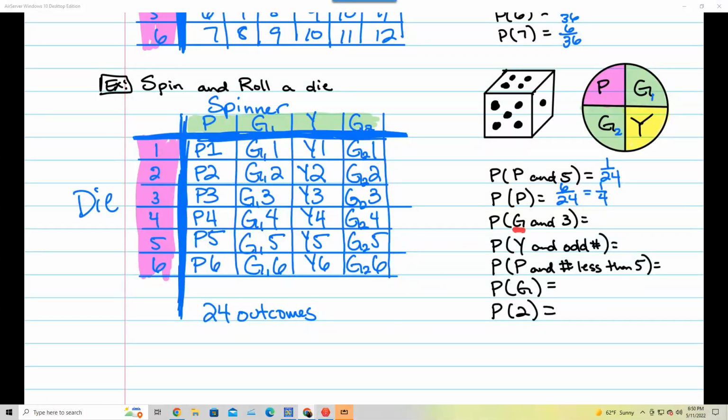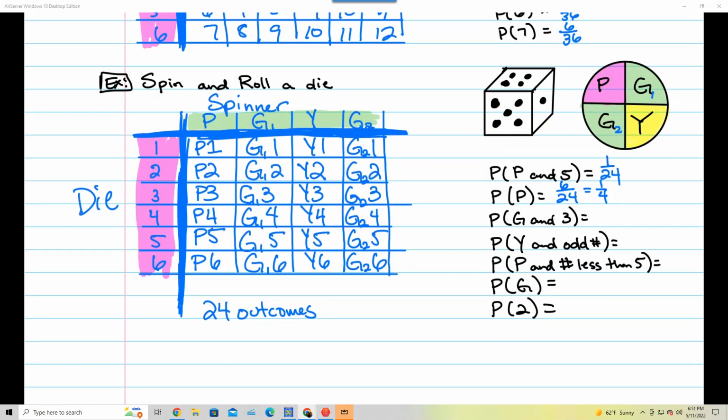On this one, they're using the word and, which means I need to make sure that both are happening. It needs to be green and it needs to be a 3. It's got to be green and it's got to be a 3. So let's see. I see all of these greens, but not all of them are 3s. So the only green and 3 that I see is this one right here. So that means I landed on this first green spot and I rolled a 3. But I could have also landed on this green spot and rolled a 3, and that would be G23. So this is green and 3. This is green and 3. These are the only 2 that are green and 3. So I'm going to write this as 2 out of 24, which ends up being 1 out of 12.